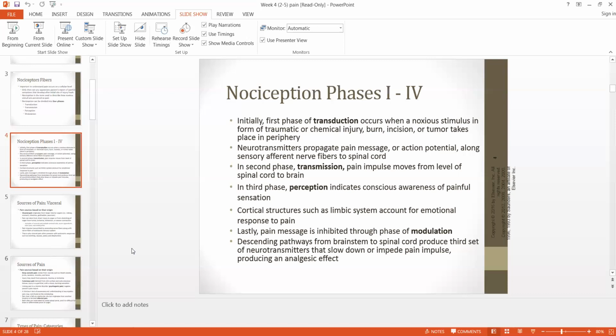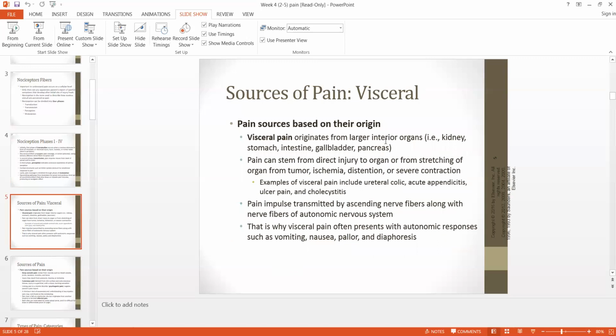The endorphins are what a lot of us talk about for this modulation. So moving on, these different sources of pain. Visceral is one source. We're going to talk about other ones. But anytime you have the visceral, we say viscera. We're talking about organs. So in this instance on your PowerPoint, it talks about kidney, stomach, intestine, gallbladder, pancreas, lungs, heart, any kind of an organ that's going to cause or be the site of pain.